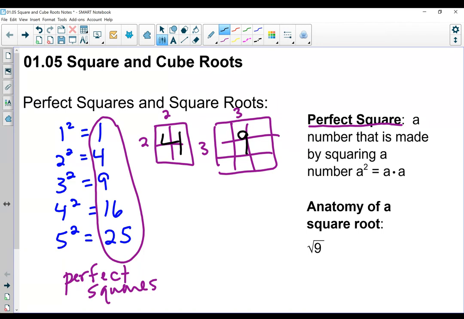So next we have anatomy of a square root. If I'm looking at square root of 9, this square root part, we actually have a name for that. It's a radical sign. And we don't just have square roots, we have cube roots also. We'll look at those in a little bit. The number inside is the radicand.